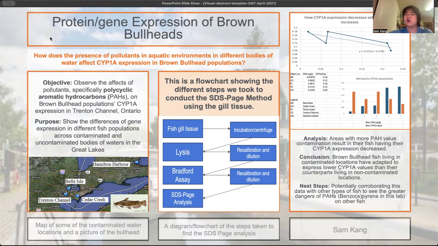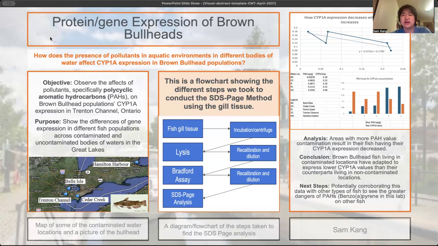In the chart below it, there are the examined value and the expected values of the PAH contamination as well as the CYP1A gene expression. Below that, there's a legend where 5 names of different bodies of water, both contaminated and uncontaminated, are listed. On the right-hand side, we've seconded the first chart's analysis as well as conclusions by clearly showing that Bell River, an uncontaminated body of water, has low PAH value, the blue graph, but an increasingly high CYP1A gene expression value, the red graph.